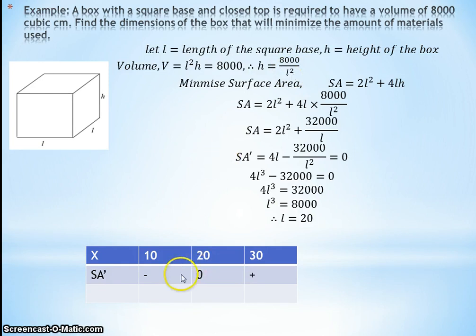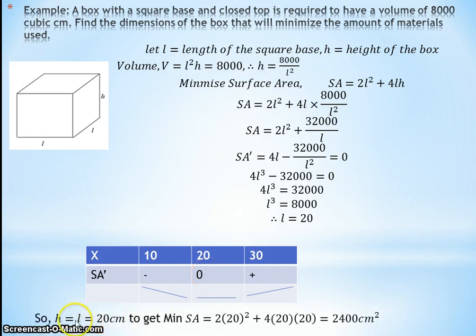Now, just check whether an L of 20 will give me the minimum surface area. So you can see the function is decreasing to the left of 20. It is 0 at 20, and it is increasing to the right of 20. Therefore, the critical value of L is equal to 20 represents a minimum. Hence, we know to have the minimum surface area of 2,400 square centimeters, which you can calculate by substituting all the information in this expression. We can say that H and L of 20 will give us the minimum surface area.